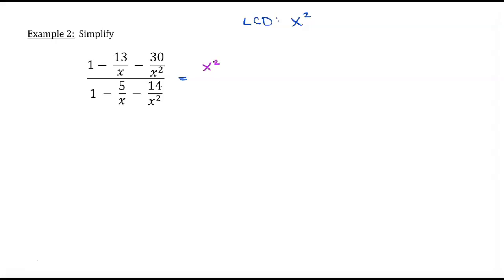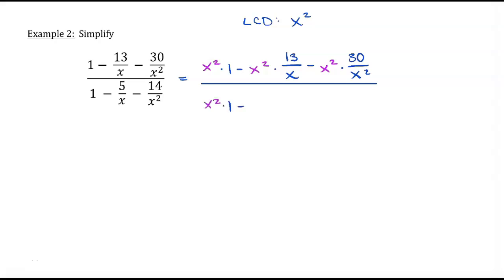We'll have x squared times 1 minus x squared times 13 over x minus x squared times 30 over x squared. And in the denominator, we have x squared times 1 minus x squared times 5 over x minus x squared times 14 over x squared. Now we will simplify each term.